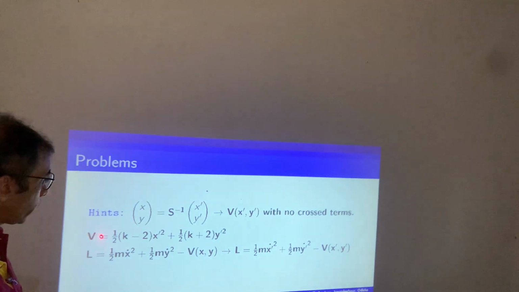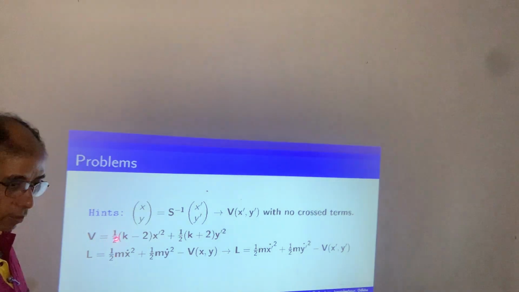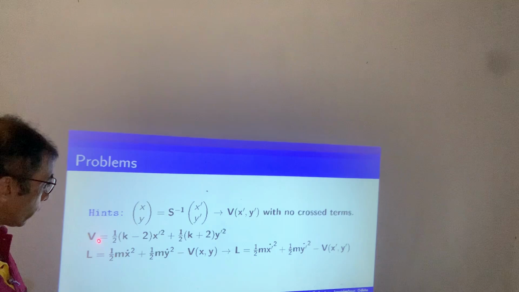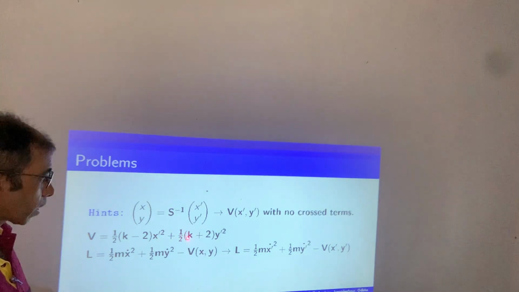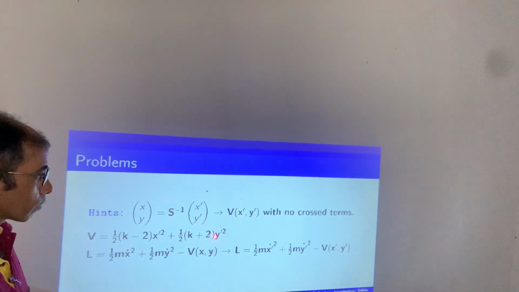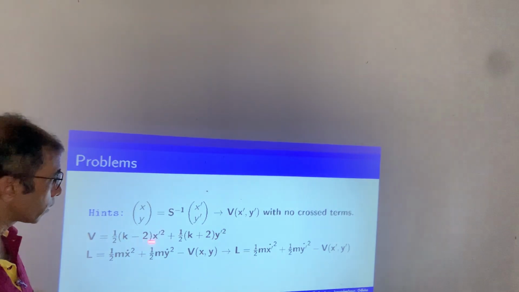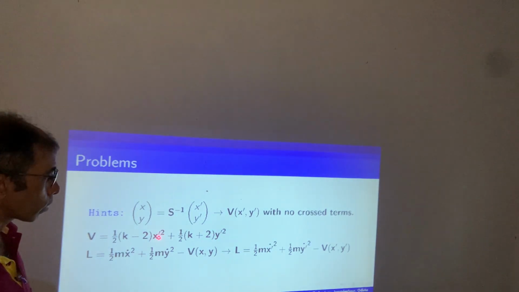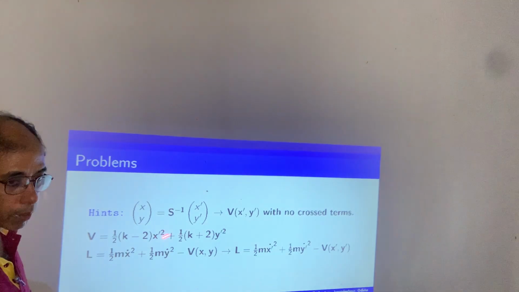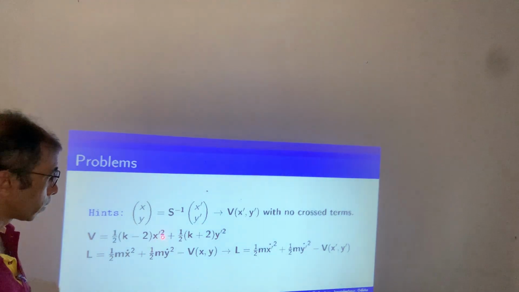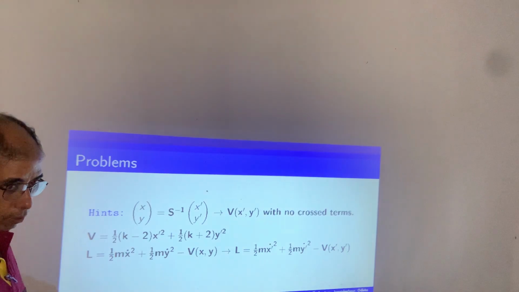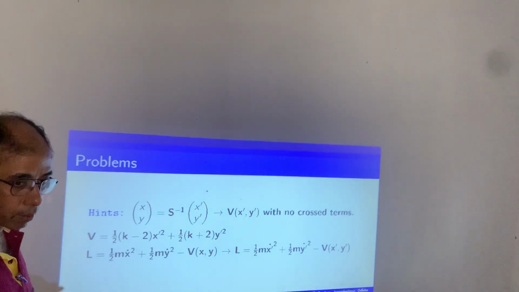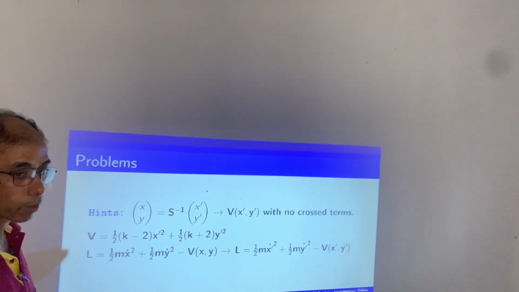So you will get V exactly this: V equals half (k minus 2) x prime square plus half (k plus 2) y prime square. Here, see, it just got decoupled. There is no cross term. There is no x prime y prime term. X prime is separate, y prime is separate. So this is what they mean by decoupling. This can be done by a suitable coordinate transformation.